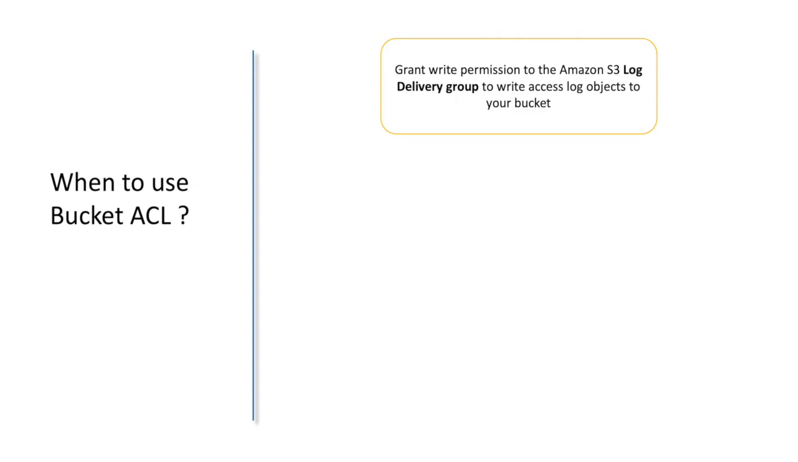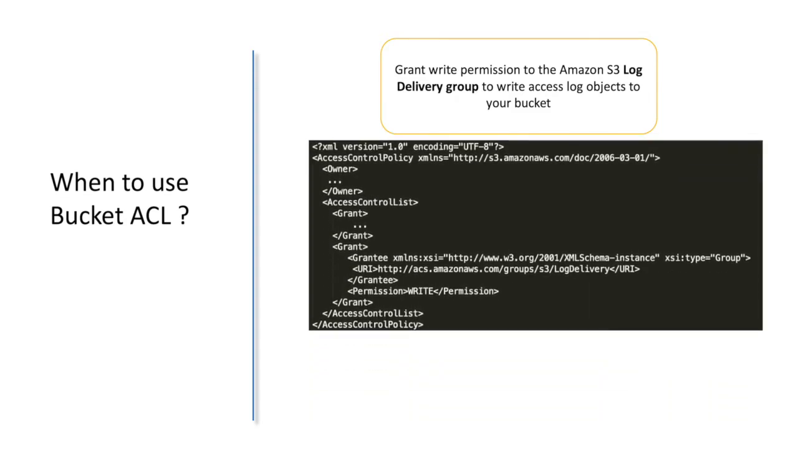One is to allow public access, which is one important thing, but the most important use case is if you want certain logs to be created in my bucket or not. Amazon S3 creates a user called the log delivery group. If you want to allow this delivery group to create logs within your bucket, it is the best use case of bucket ACL, and we will see it in the console.